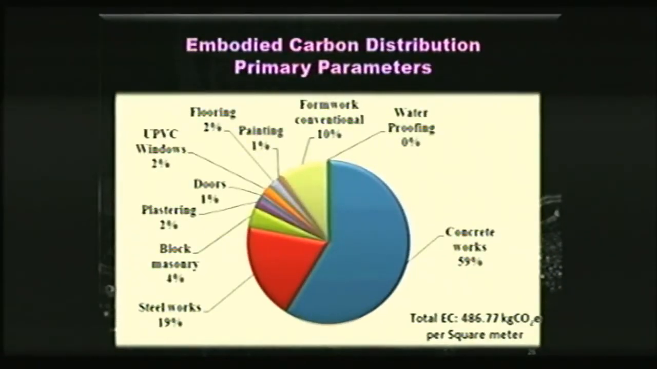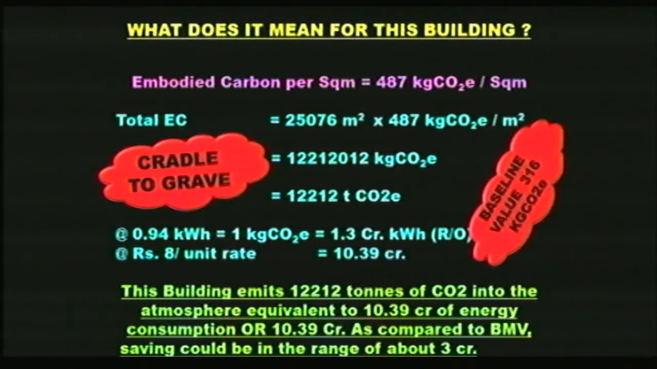From the embodied carbon perspective also, a similar thing can be drawn. The figure shows about 487 kg CO2 equivalent embodied. What does it actually mean? For the entire building, almost 12,200 tons of carbon dioxide equivalent greenhouse gas is emitted into the atmosphere. Converted into an equivalent commercial picture, it amounts to about 10.39 crores. It means we have approximately burnt coal worth 10.39 crores for this one building.